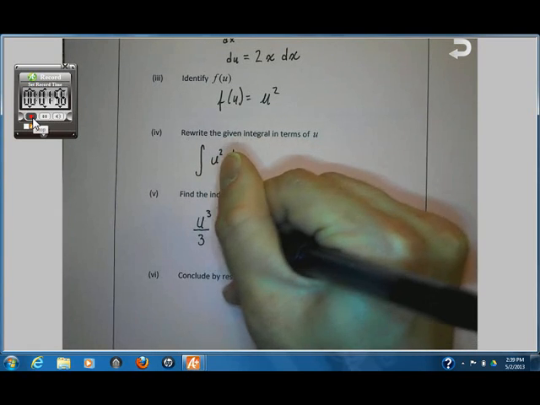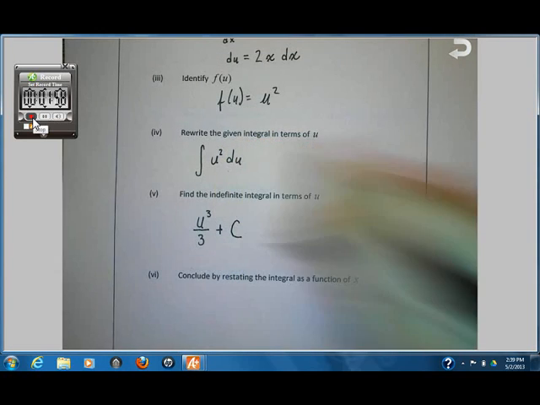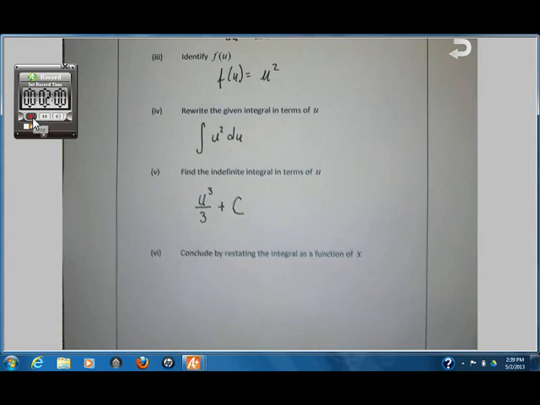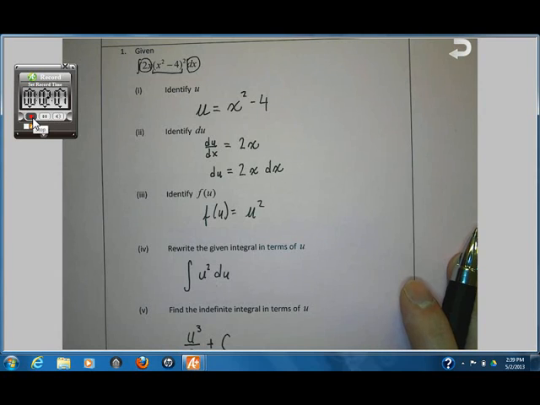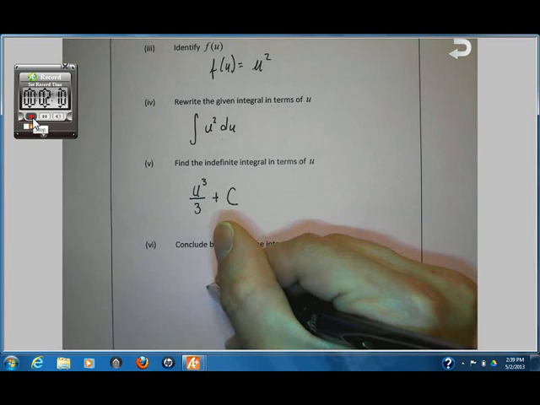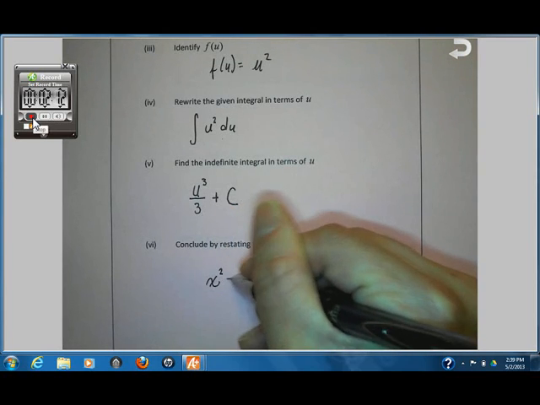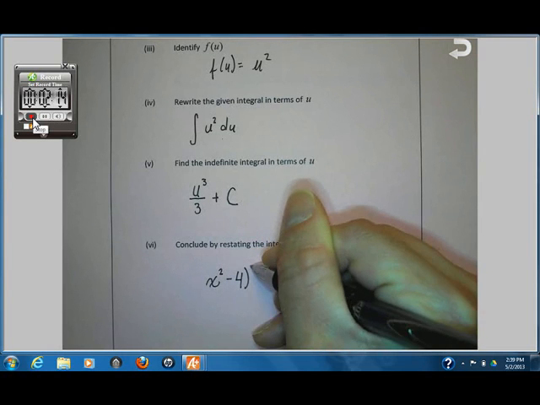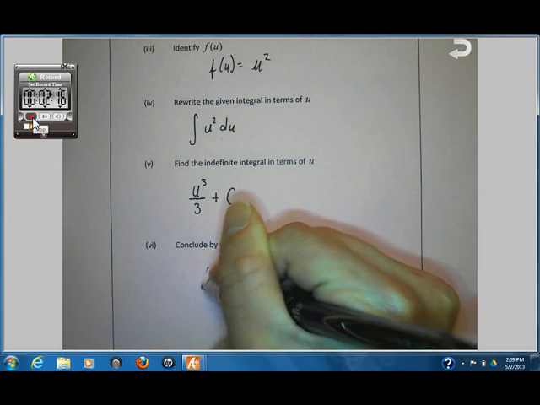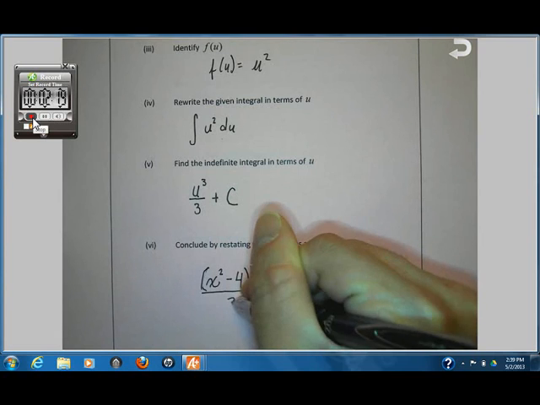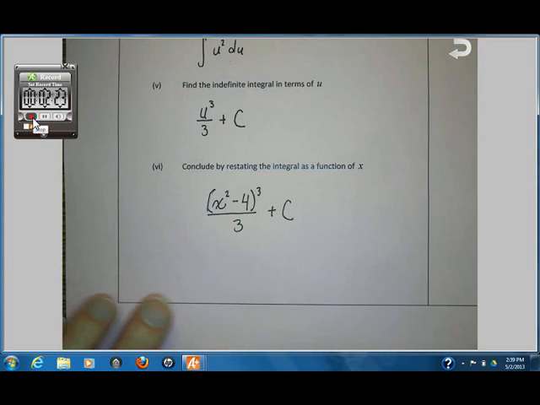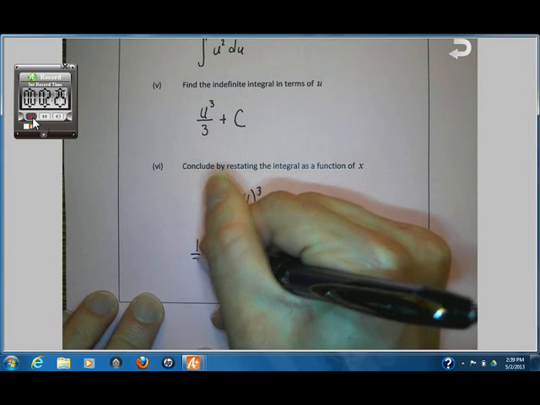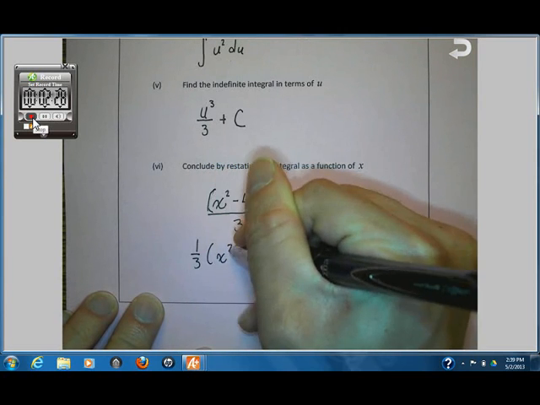Now we conclude by restating the integral as a function of x. So you go back to your step 1, and you realize that u is x squared minus 4. So you have x squared minus 4 quantity cubed. Now you could have either had it over 3, that looks kind of sloppy, plus the arbitrary constant c. Another way you could have rewritten it was as 1/3 of x squared minus 4 cubed plus arbitrary constant. Either one of these would have been acceptable.